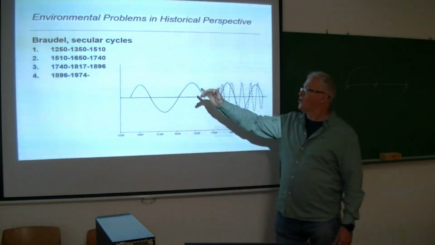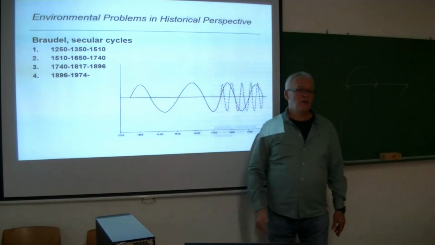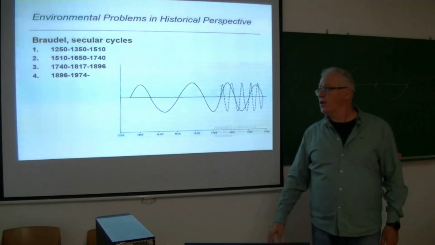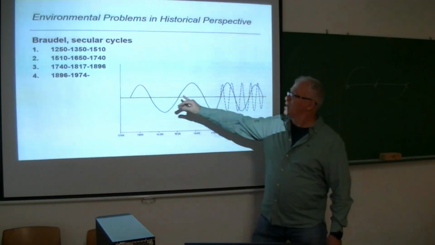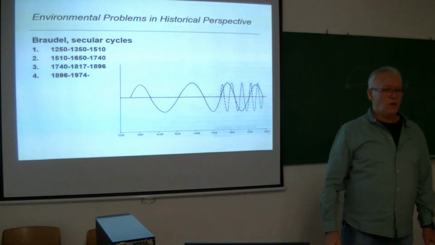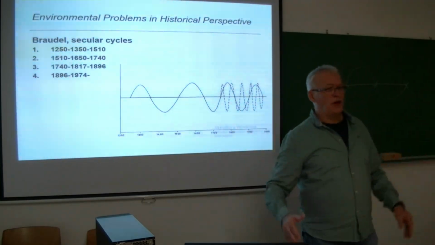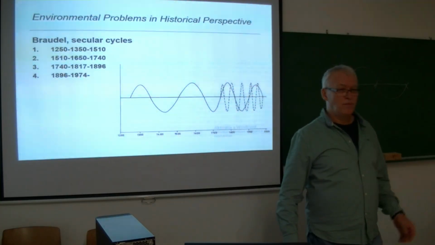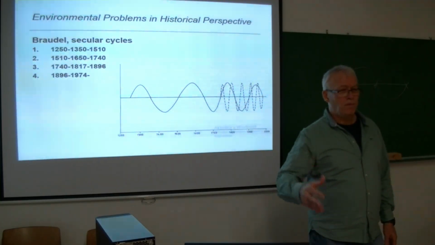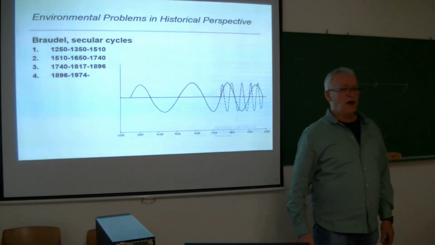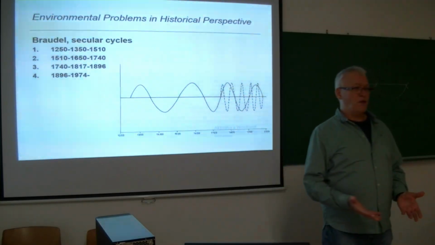Okay, the first cycle is closed. Look at the second one: the starting date is the same as the closing date of the first one, and the turning point is the middle of the 17th century. Why? Because in the Middle Ages the richest area of the world was the Mediterranean area: Italy, the Iberian Peninsula, generally the Mediterranean area.